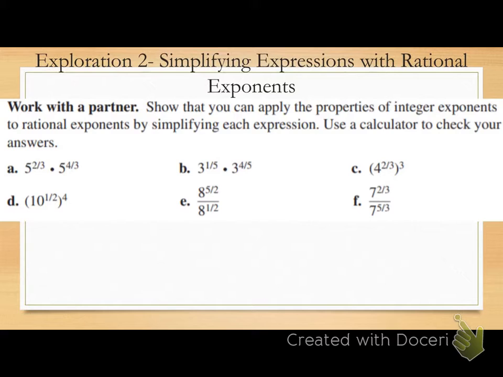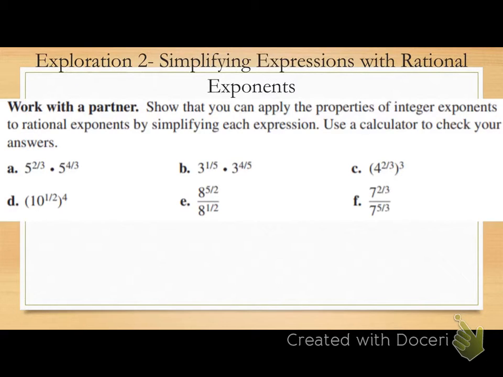Okay. Show that you can apply the properties of integer exponents, which is what we just went over, to rational exponents by simplifying each expression. So once again, let's work with a partner or by yourself to simplify each of these expressions. We are staying in our seats. We're not moving seats. Okay? So go ahead and work on this for a little bit using the properties we just used.